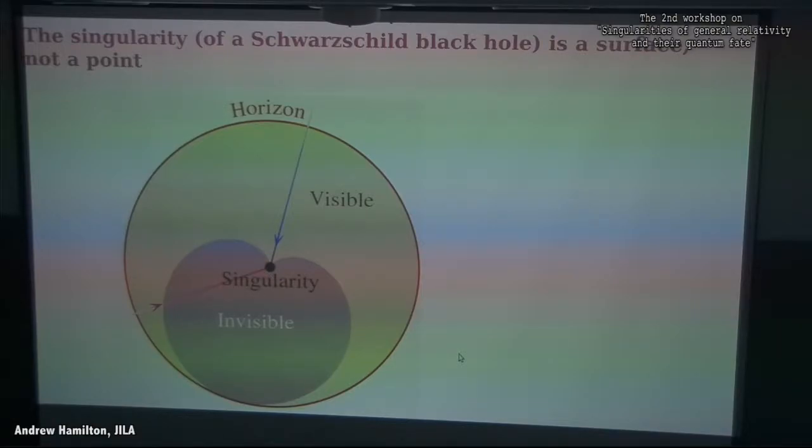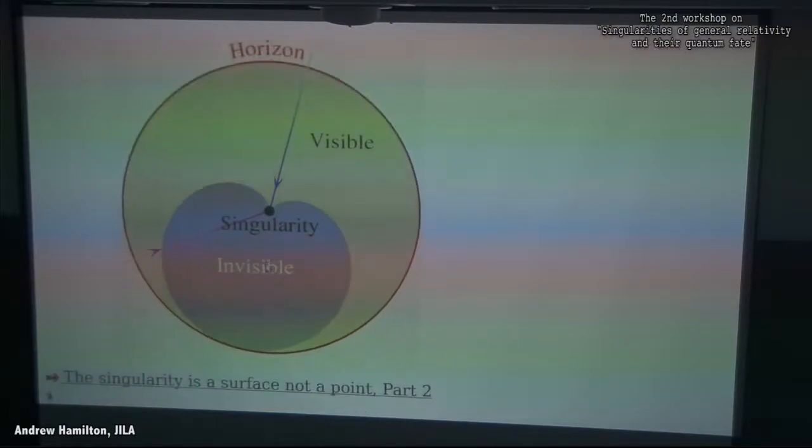I would claim that the singularity of a Schwarzschild black hole is a surface and not a point. Now, it looks like a point because there's a singularity right here. But let's do a thought experiment. Here's two people, a blue person who falls in radially. They're just going with the flow. They're not accelerating or anything. They hit infinite velocity at the singularity. Here's another purple person doing the same thing.